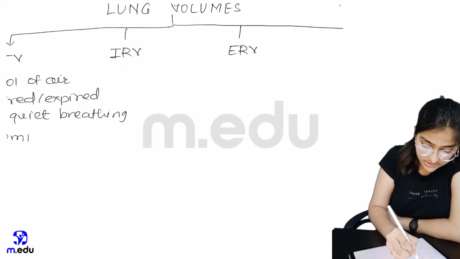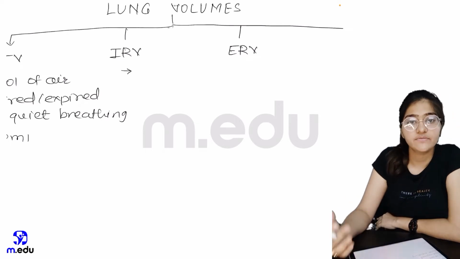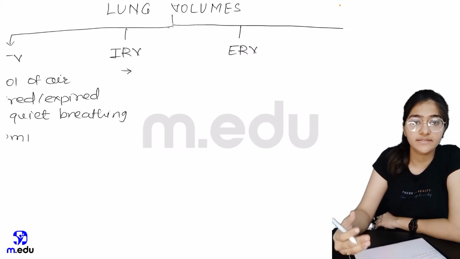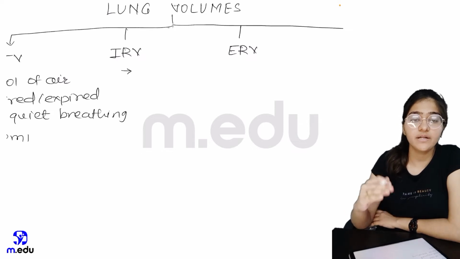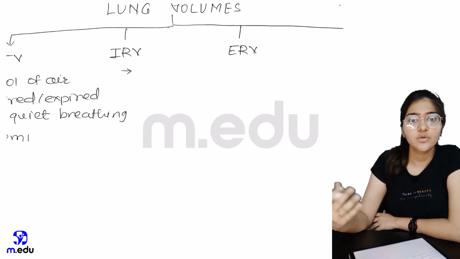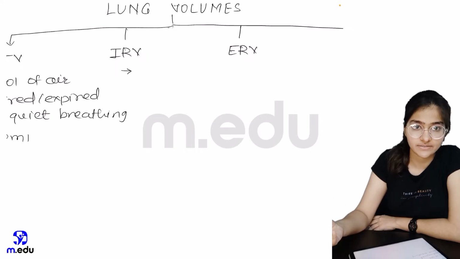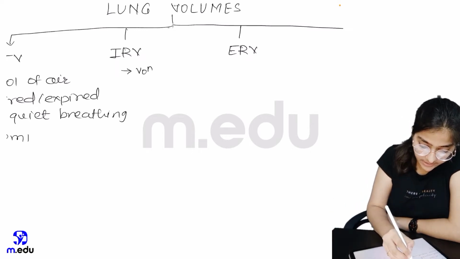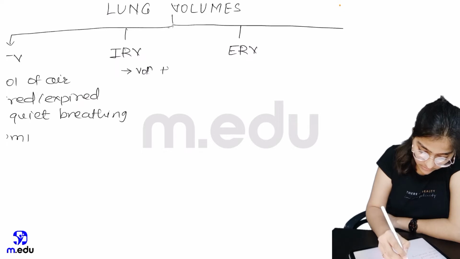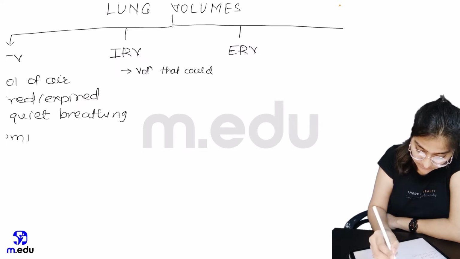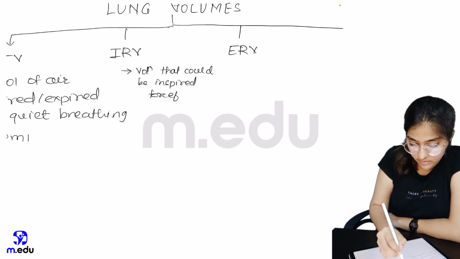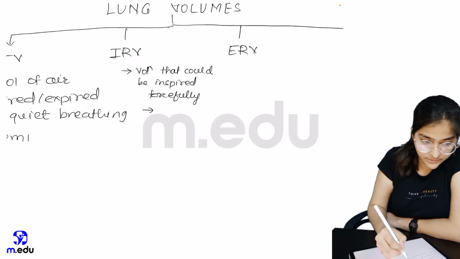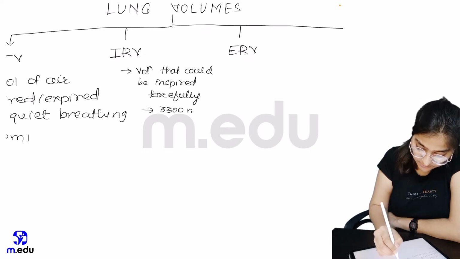Now second one is the inspiratory reserve volume. Inspiratory reserve volume is the volume of the air that could be inspired by forceful inspiration by using accessory muscle. It is basically the volume which could be inspired after tidal volume. Generally we require inspiratory reserve volume in strenuous exercises. We can define it as the volume that could be inspired forcefully. The normal value of IRV is 3300 ml.